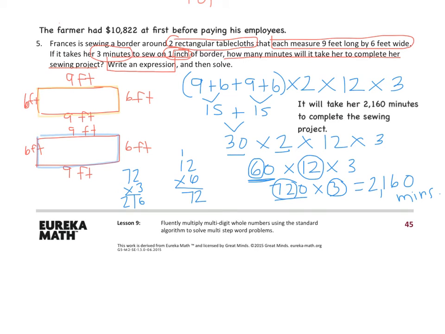So I kind of ran out of room for my sentence by squeezing it in, and if you don't have any room, maybe down here at the bottom of your page, you can squeeze it in, or somewhere nice and neat. Answering the question, you can state or say, it will take her 2,160 minutes, make sure the word minutes, because that's the question, how many minutes, to complete the sewing project.